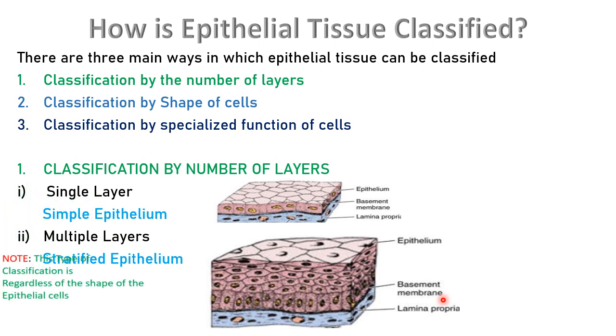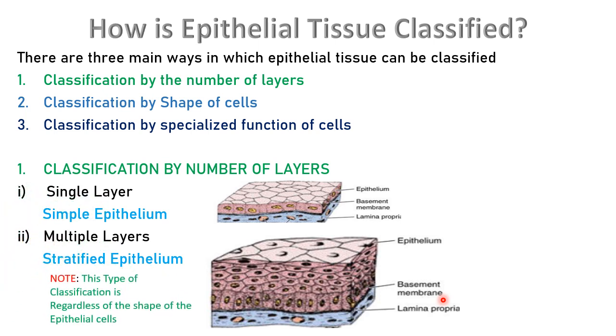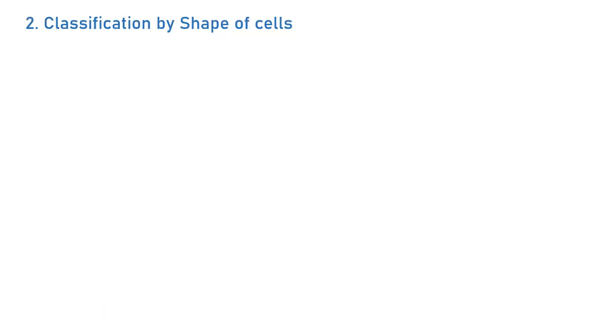We proceed. Take note that whenever we are dealing with classification according to number of layers, we do not consider the shape of the epithelial cells. So it doesn't matter the shape of the epithelial cells. As long as it's a single layer on top, we call it simple epithelium. When it's more than one, we call it stratified epithelium, regardless of their shapes. Hope that makes sense. Okay, so let's go to the next classification, which is classification by the shape now.